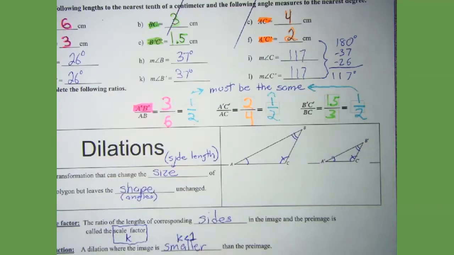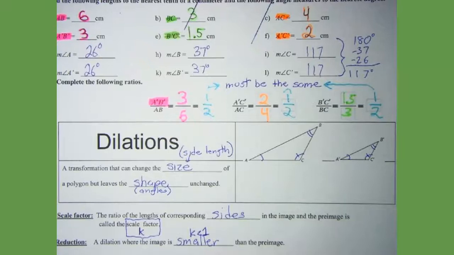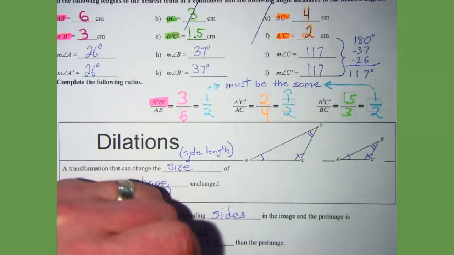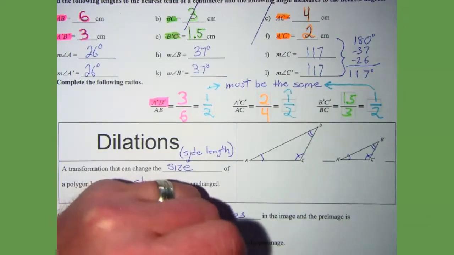A scale factor of 1 means the shape is unchanged. Anything less than 1 means it's getting smaller. Technically, it can't be negative, but between 0 and 1 it would be smaller, kind of like 50% makes it smaller. Then we have the enlargement, when the shape gets bigger, and that would be a k value bigger than 1, or bigger than 100%.